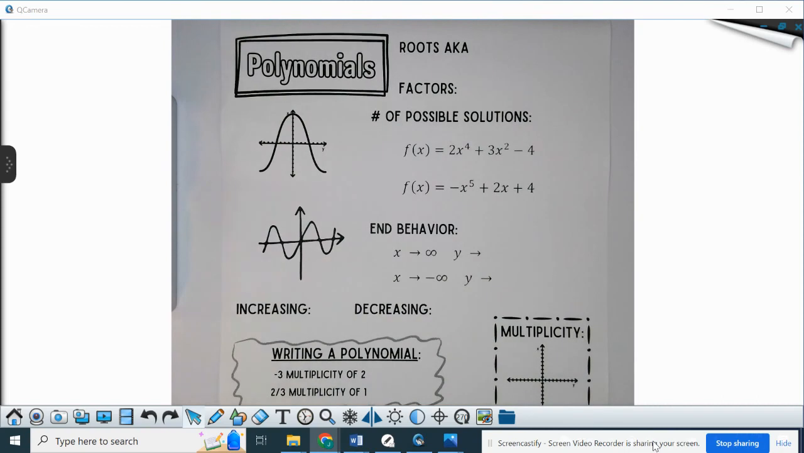All right, polynomials. Now, there is a lot on this page because polynomials is a huge, huge topic. Lots of vocabulary, lots of things to call out. So this guy might take a minute, but it will be to your benefit, I promise.